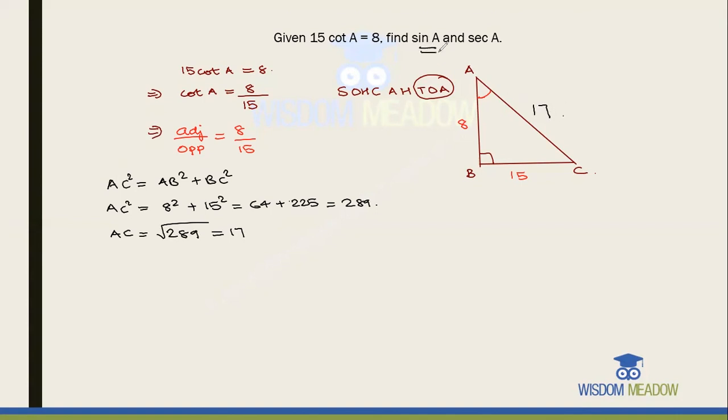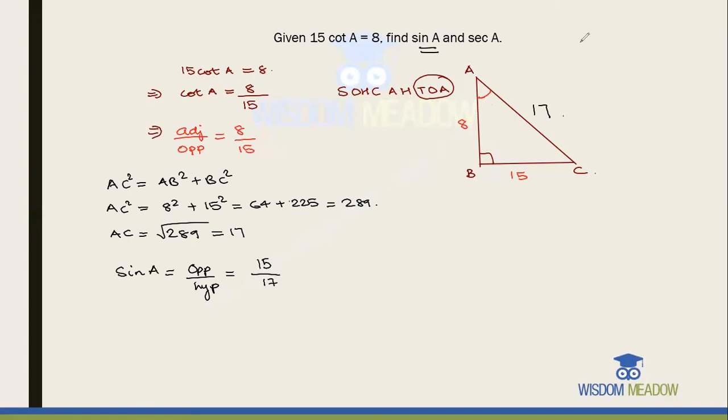Now we need to find sine A. So sine of angle A. We know the formula is opposite over hypotenuse. So opposite of angle A is 15, and the hypotenuse is the side opposite the 90 degree angle, that's 17. So it is 15 over 17.